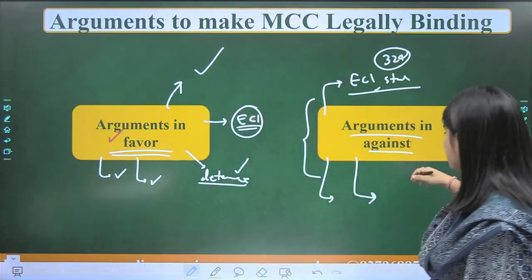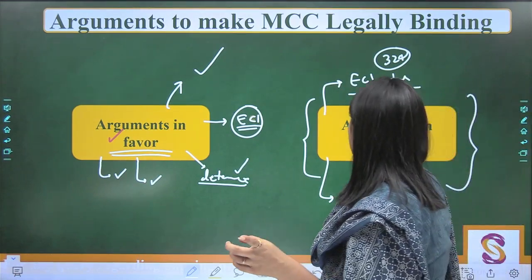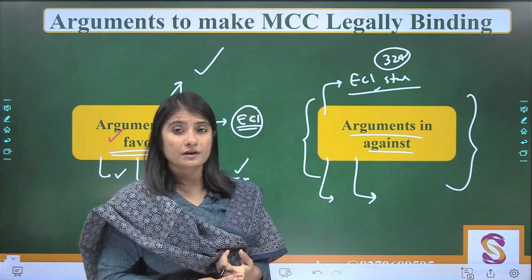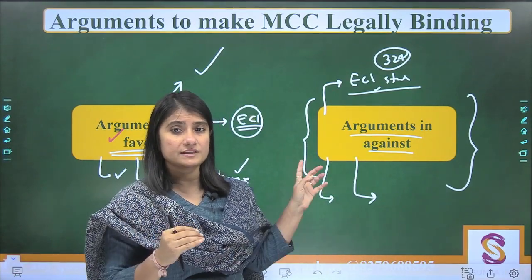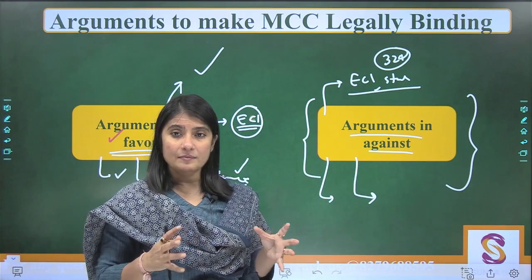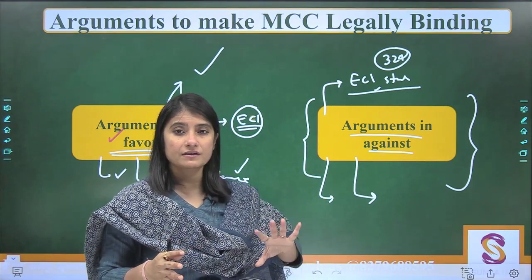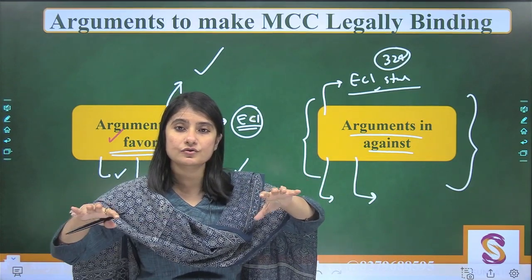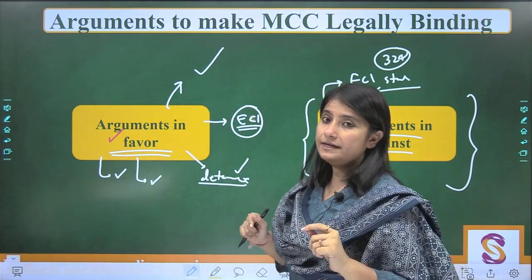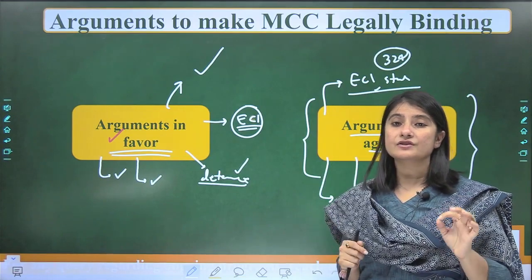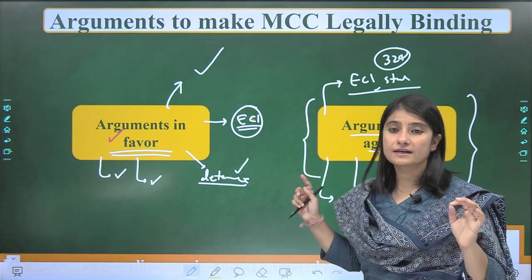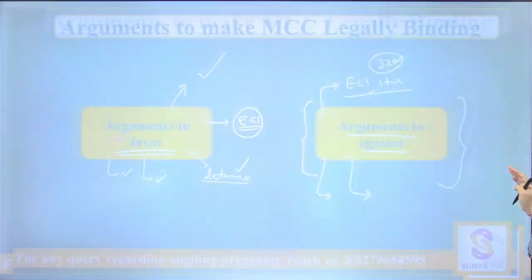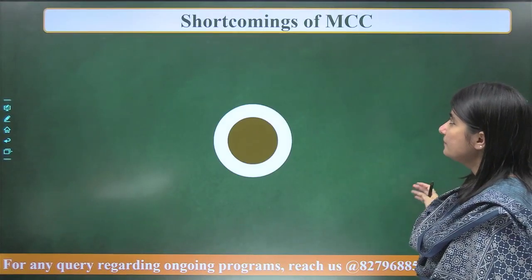Also, here in against one, we have spoken about the ECI, we have spoken about the judicial delays, and we have spoken about the reduction in power of ECI. Right now it has extraordinary power to enforce MCC, but if it's given a statutory backing, the power will shift from ECI to the judiciary. And it is solely the responsibility of the Election Commission to conduct free and fair elections. So this is how you will write your answer if this is one component of the question.